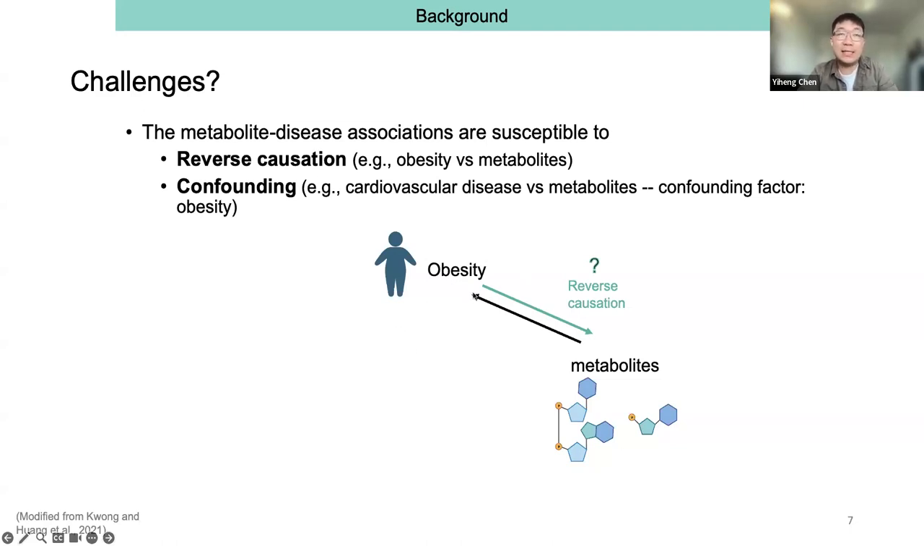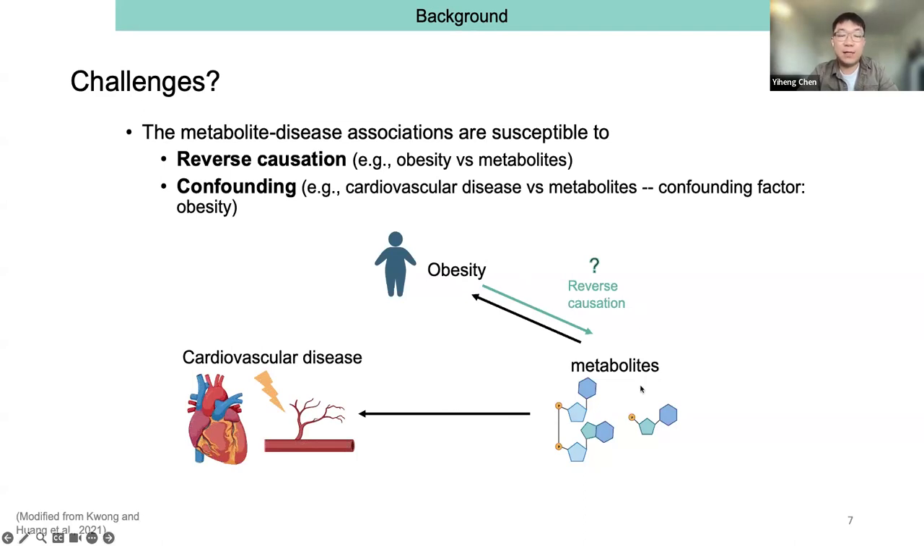Because obesity, as a physiological change, comes with a lot of, for example, more adipose tissue, more adipocytes, and those changes can lead to alteration in metabolism too, which can lead to changes in metabolite levels. So that's the challenge for reverse causation.